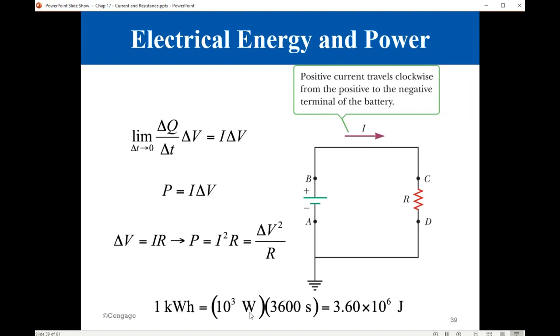Kilowatt means 1,000 watts, and 1 hour means 3,600 seconds. So 1 kilowatt hour is equivalent to 3.6 times 10 to the power 6 watt seconds. Watt second is a joule in the SI unit. Okay, so 1 kilowatt hour is a unit of energy, and it is equivalent to 3.6 million joules. This is the unit that the electric company uses when they charge us for the consumption of electric power at our homes. They use the 1 kilowatt hour unit, and their pricing is based on the kilowatt hour.